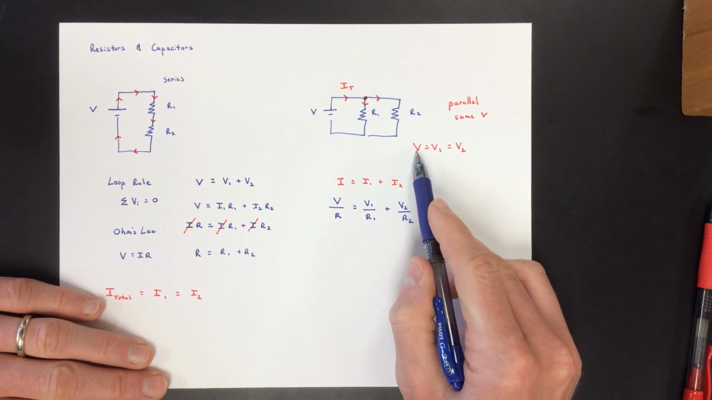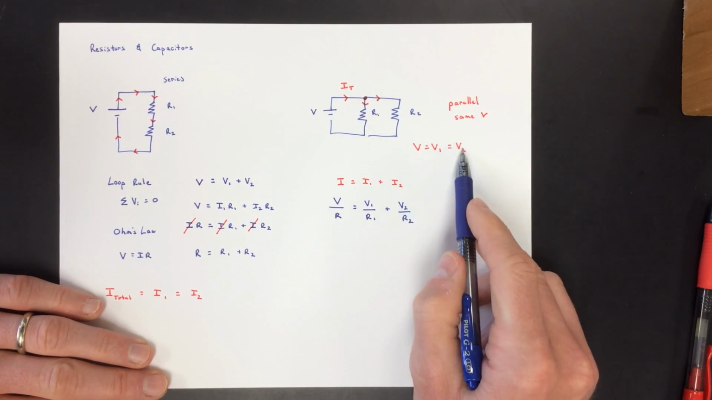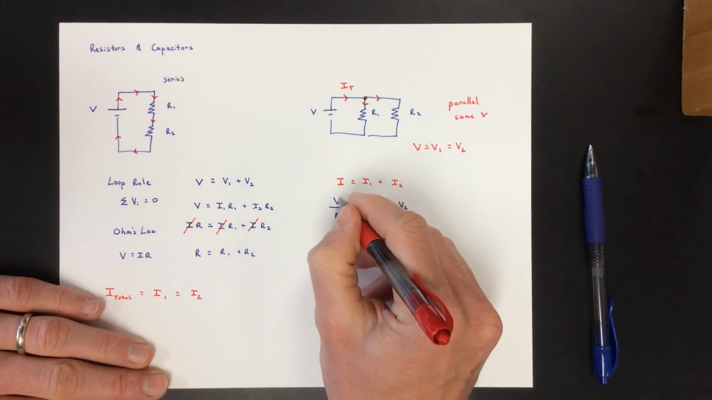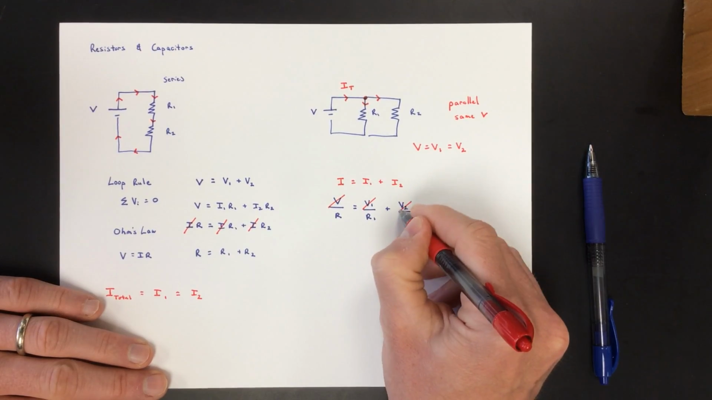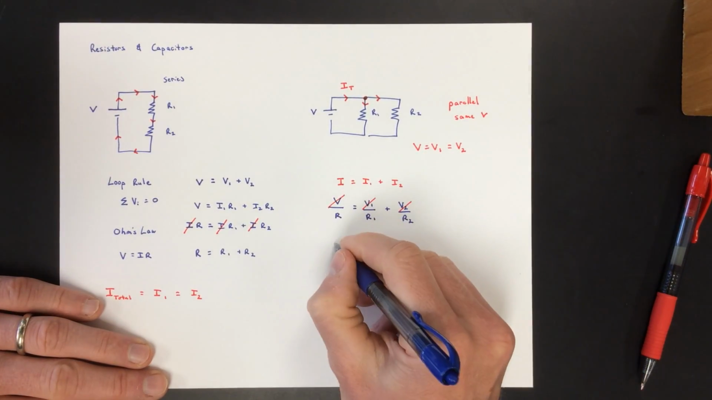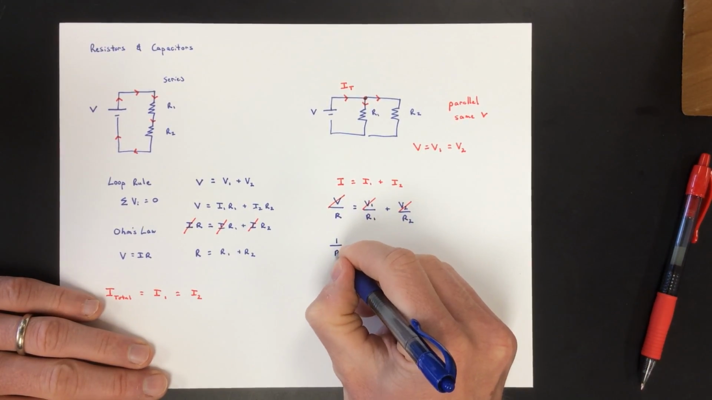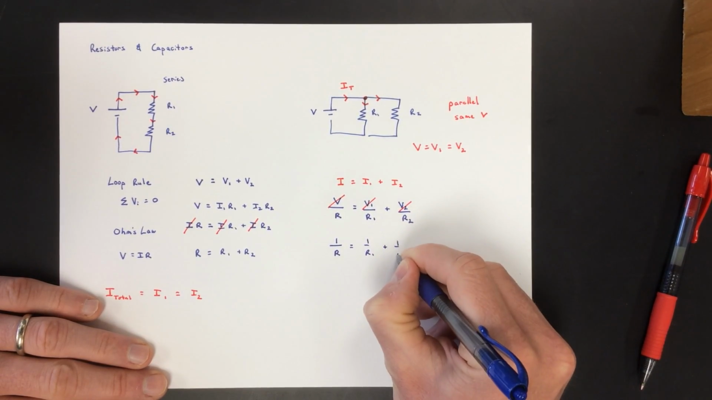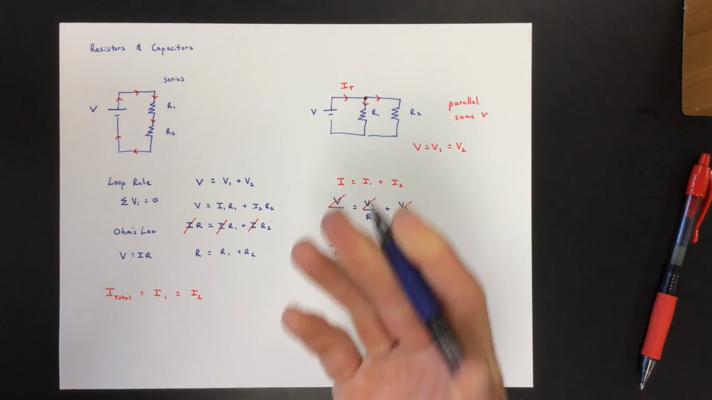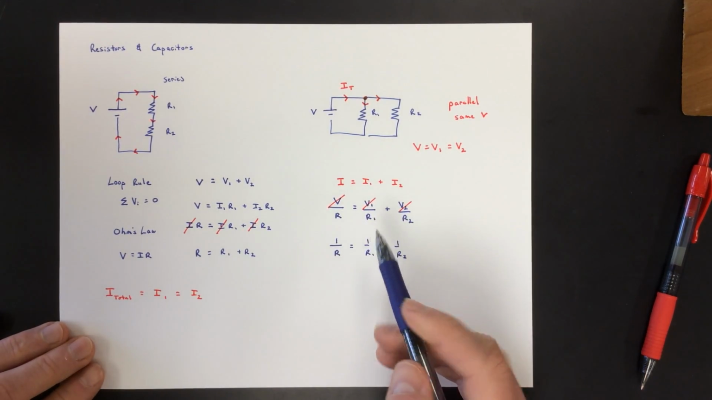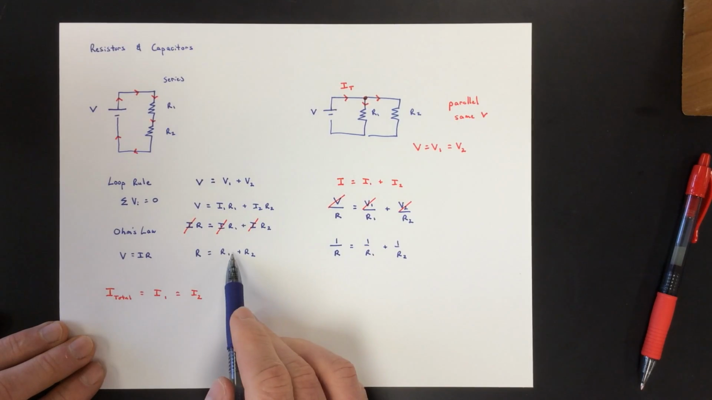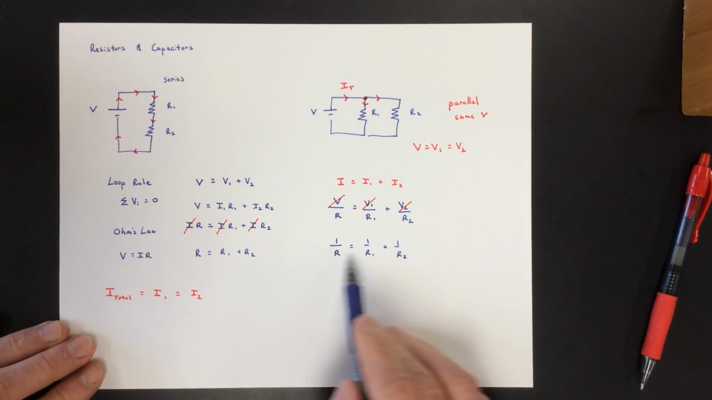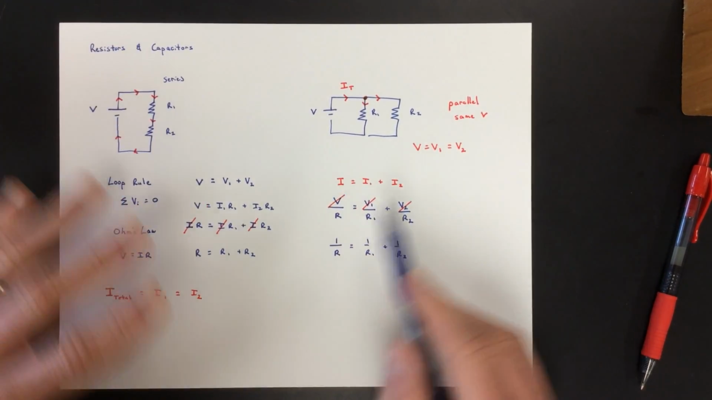And then look at this. If V equals V1 and equals V2, then all of these are the same. And now I'm done. I've just shown that 1 over the total resistance is equal to 1 over R1 plus 1 over R2. And now I've shown you the reason why in series resistors add and in parallel their inverses add. And again, it kind of just goes back to how things work.